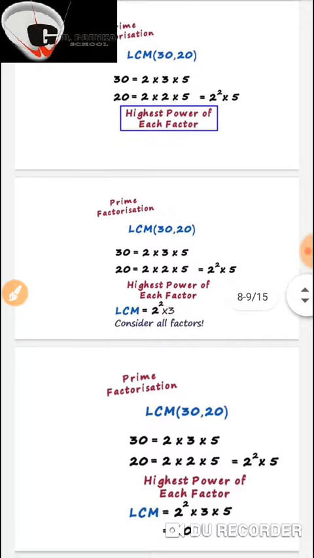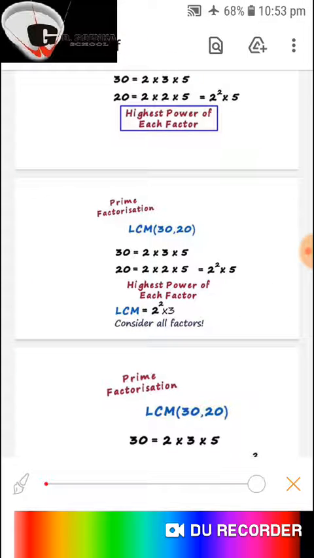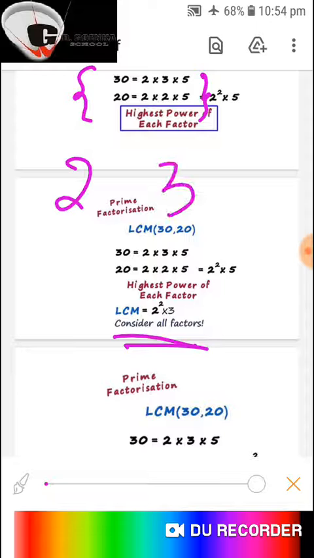Now, what is the next step? The next step is that we have to consider all the factors. That is, we don't have to only consider the common factors, we have to consider all the factors when we have to find the LCM of numbers. So, you can see here the factors are 2, 3 and 5. After considering all the factors, we have to find the highest power of each factor. As you can see here, 2 is here once and 2 is here twice. So, we have to write the highest power of each factor. That is, I will write here 2 raised to power 2.